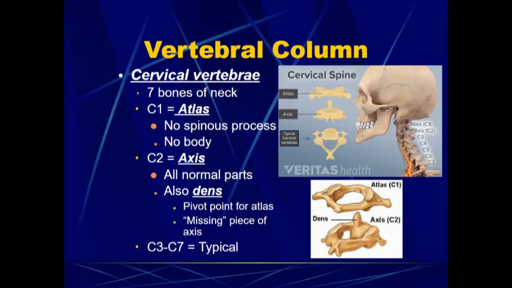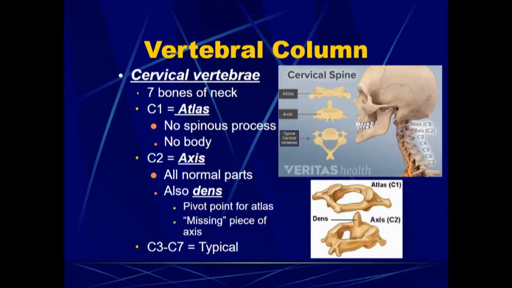The next one down, the C2, is called the axis. This has all the normal parts of a typical vertebra: the body, the foramen, the spinous process, and the transverse processes. But it also has an extra part called the dens. The dens protrudes upward and provides a pivot point for the atlas. It's believed to be the missing body of the atlas attached onto the axis. And so it allows pivoting of the head at that joint.